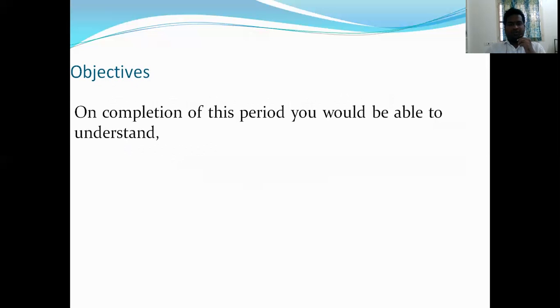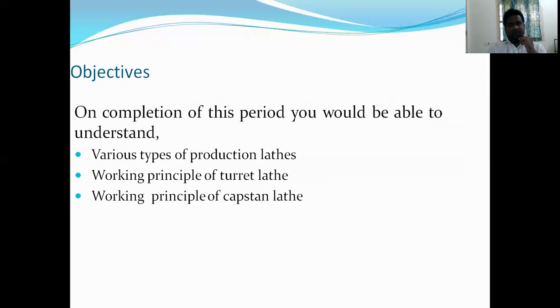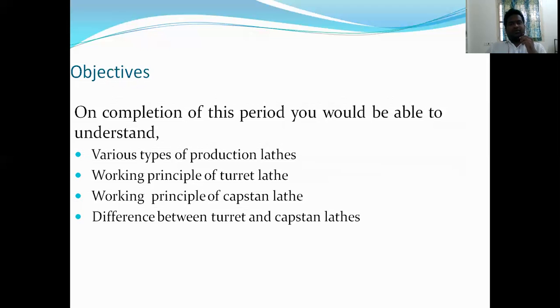So now we are moving to the types of production lathe, right? The working principle of turret lathe, the working principle of capstan lathe, and the difference between turret and capstan lathe. So today we are going to discuss the various types of production lathes, and in that we have the special types of lathes, capstan lathe and turret lathe. So we have to learn the working principle of turret lathe and capstan lathe, and also the difference between turret lathe and capstan lathe. Okay.